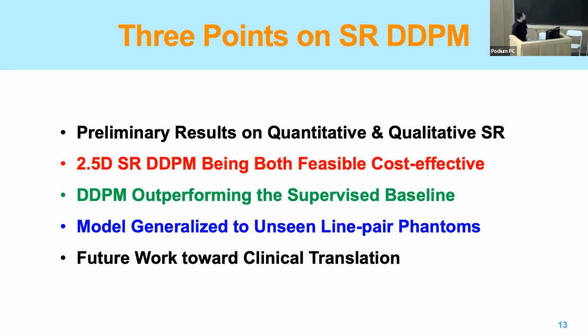In summary, our proposed 2.5D super resolution diffusion model is both feasible and cost effective, and the DDPM can outperform the supervised baseline method. The model can also generalize well to the unseen line pair phantoms. We will continue work along this direction towards clinical translation. That's all for this part. Thank you.